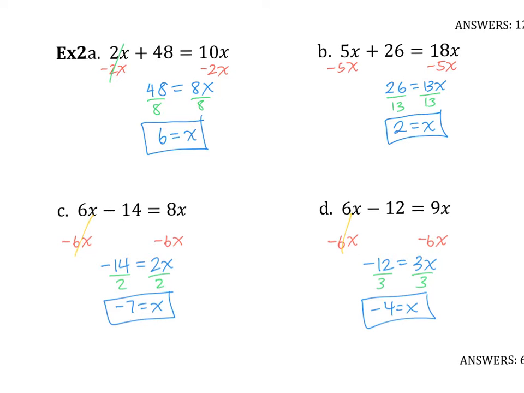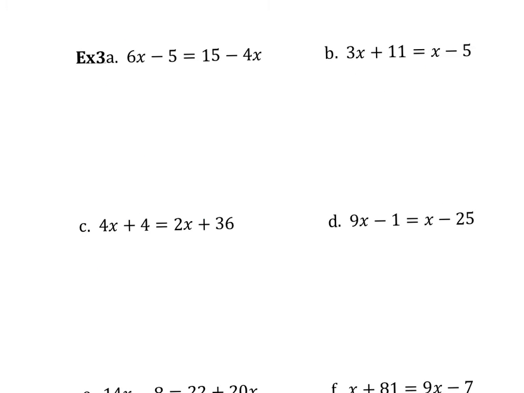Okay, for D, I got x equals negative 4. Check your work, see if you got the same as me. If not, try to find your mistake. Okay, now we're on example 3.